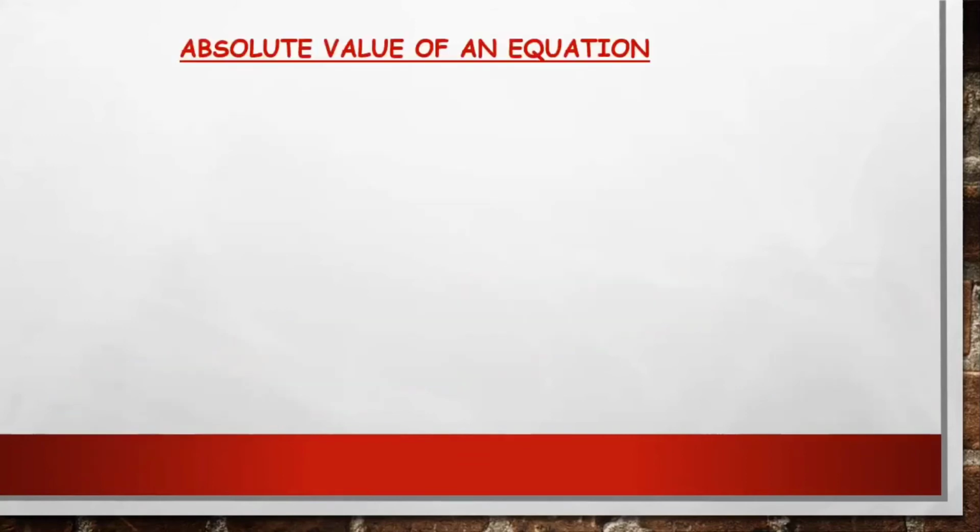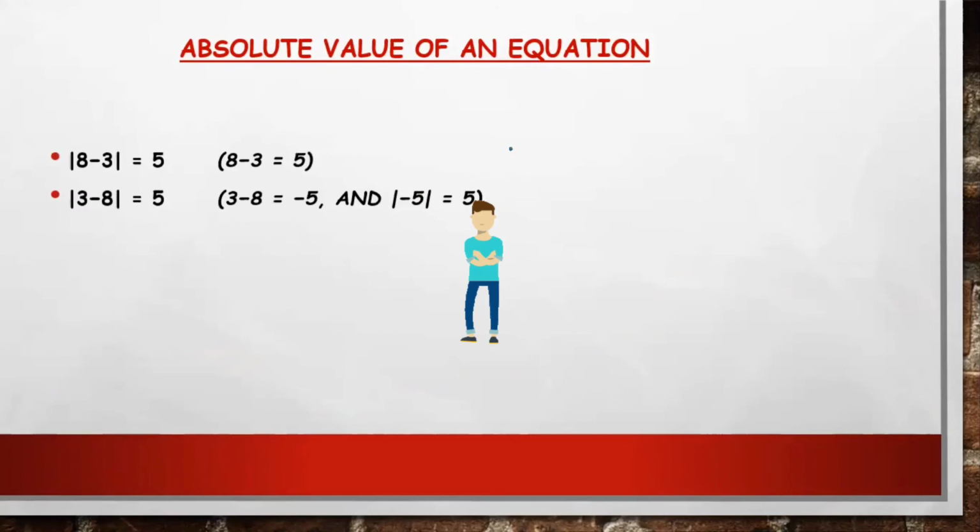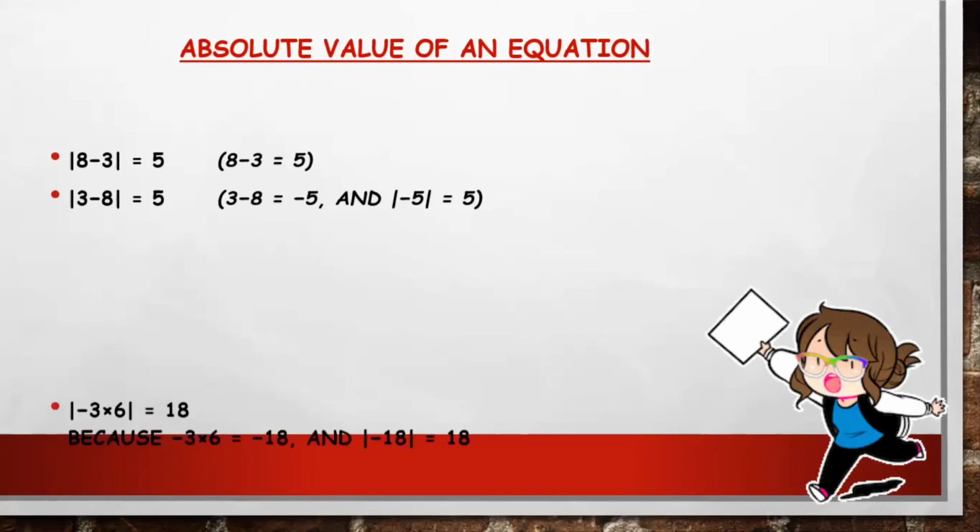If an equation is given to us and we have to find its absolute value, how do we calculate? One equation is given in the modulus, that is 8 minus 3, which is 5, and the modulus of 5 is also 5. Now 3 minus 8, a smaller number minus a bigger number, gives minus 5, but the equation is in the modulus, so minus 5 becomes plus 5. Why? Because in the modulus the negative sign vanishes, and the answer is 5 only.